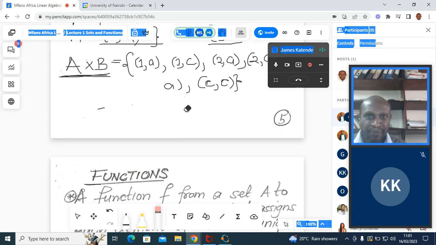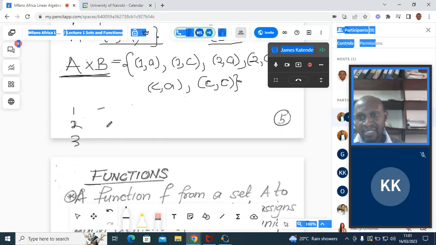So I think I need to retain this. We shall use that again. So we start with the first definition. The first definition says a function from a set A to another set B.